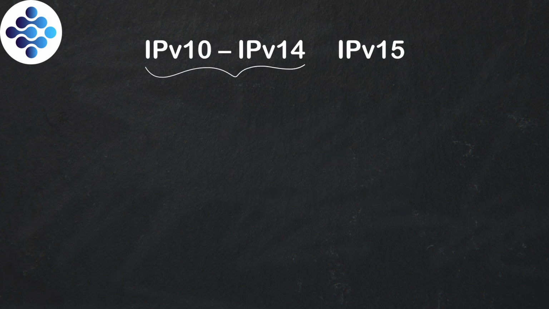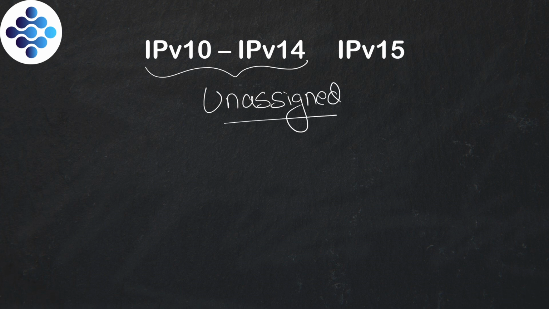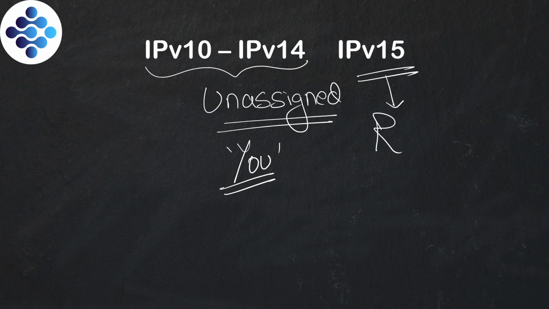So IPv10 to v14, it is unassigned. So for all the future developments and for the future ideas, we have got IPv10 to v14. So that's something which is for you. And this is IPv15, which is simply reserved. At least at this point of time, it is reserved.